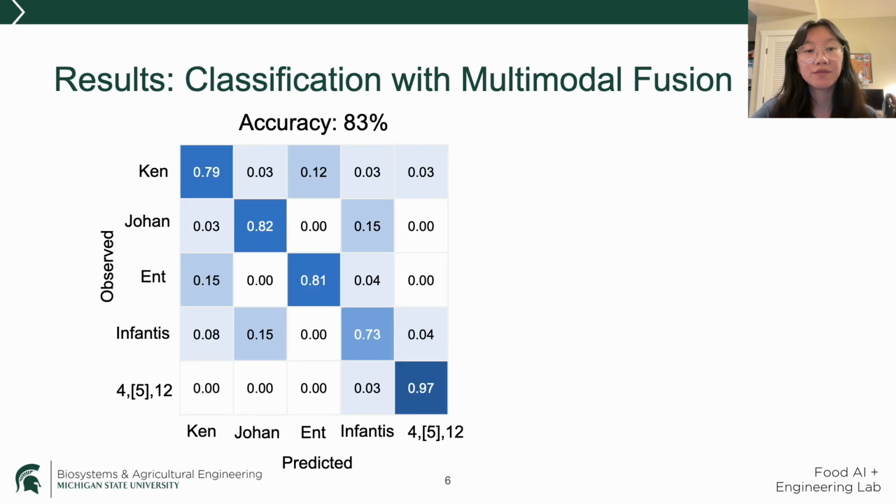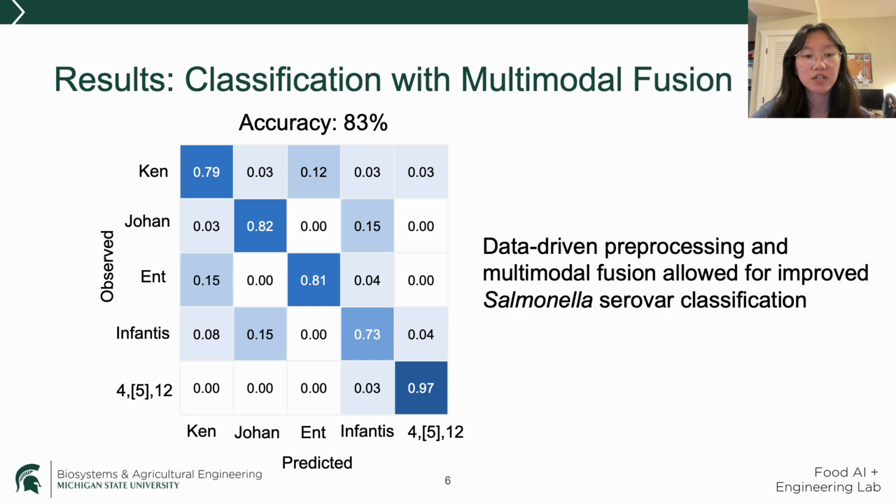So this image shows the confusion matrix for the serovar classification using the multimodal fusion, which uses both spectral and spatial data. The rows represent the true label, and the columns represent what the model predicted. There is an overall accuracy of 83% for classifying the serovars, and these results show that data-driven pre-processing and multimodal fusion allowed for improved Salmonella serovar classification.